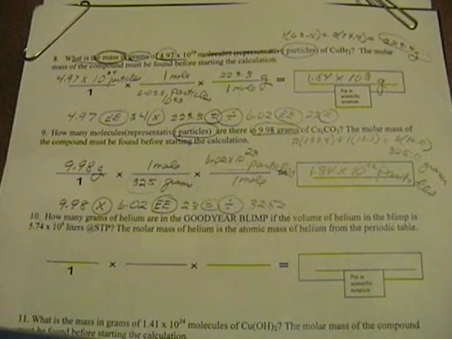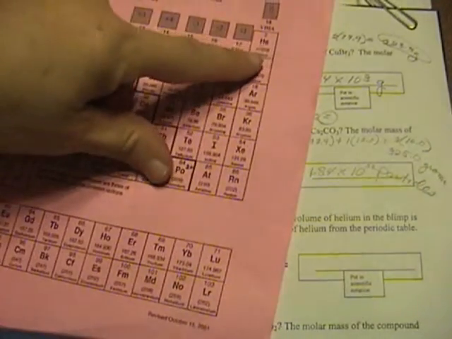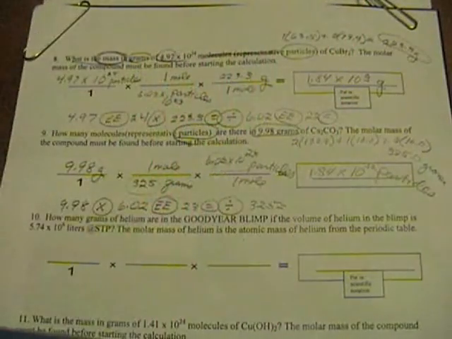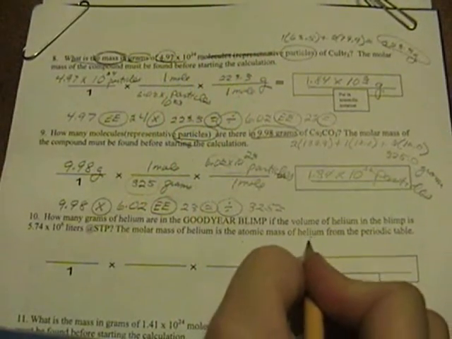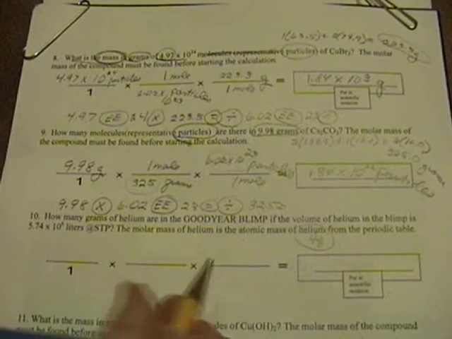Number 10. How many grams of helium are in the Goodyear blimp? If the volume of helium in the blimp is 5.74 times 10 to the 6 liters at STP. The molar mass of helium is the atomic mass of helium from the periodic table. So helium has an atomic mass of 4. Okay, so we know that 4 grams is going to be helium's molar mass.